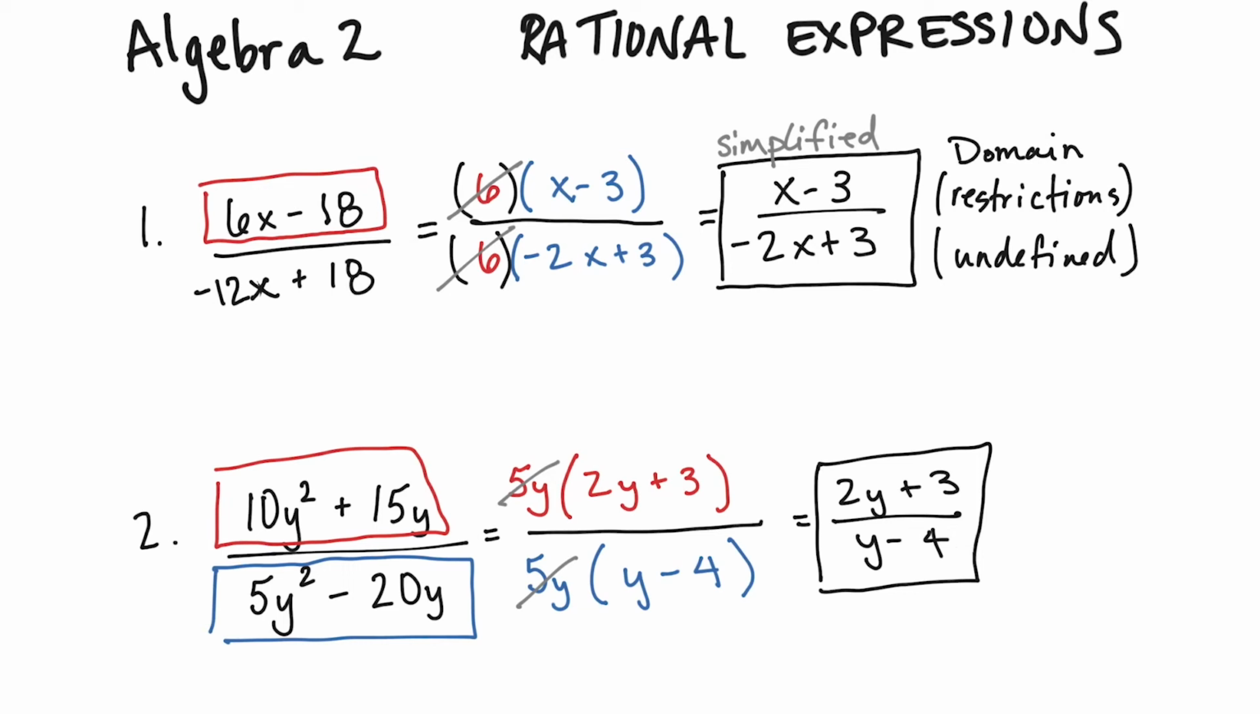So what I'm going to do is I'm going to take this part, 5y times y minus 4. And I'm going to say that this can't equal 0. I'm going to solve for y. This is a zero product property. So 5y is equal to 0. Y minus 4 is equal to 0. Well, it's not equal to 0, but you know what I mean.